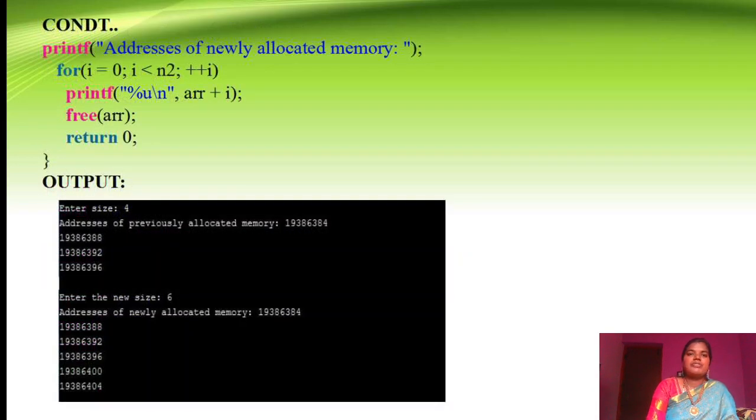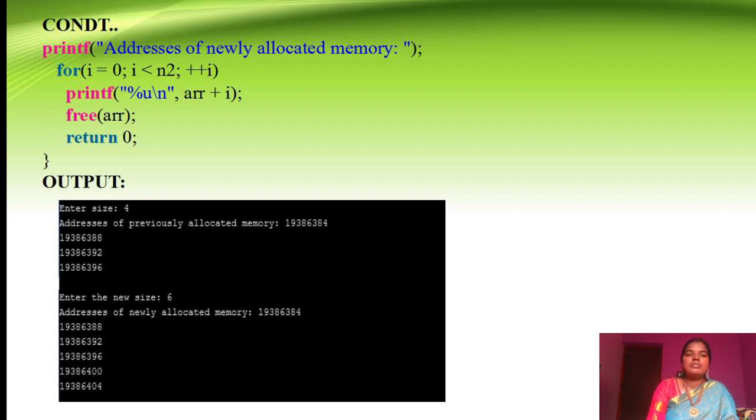Then printf addresses of newly allocated memory. For that I use a for loop. For i = 0, i < n2, i++, printf("%u", arr+i). Then free(arr), return 0, closing brace. Here the output looks like this.